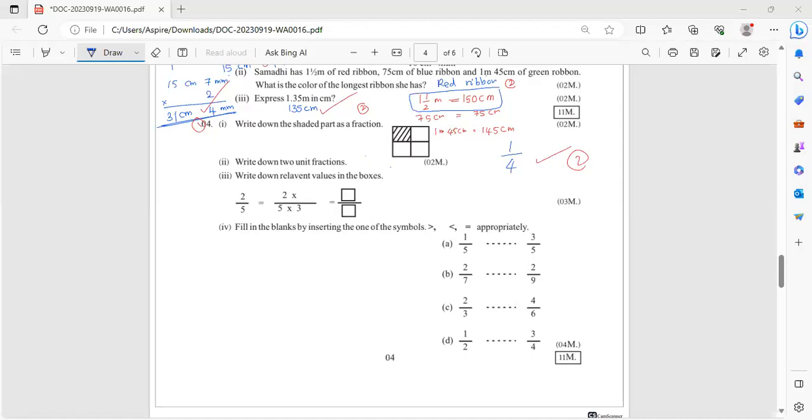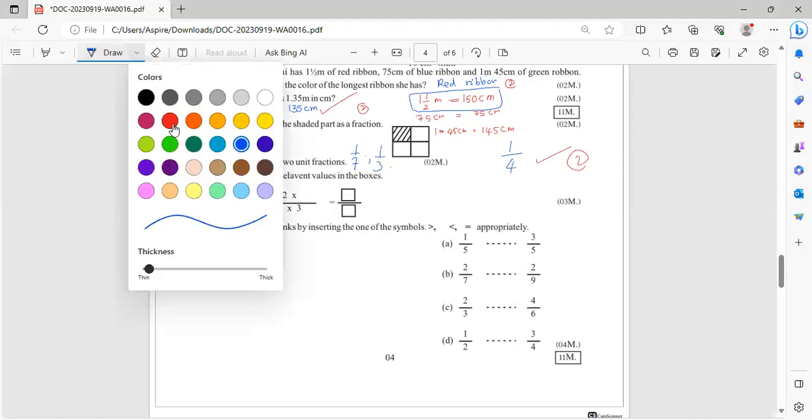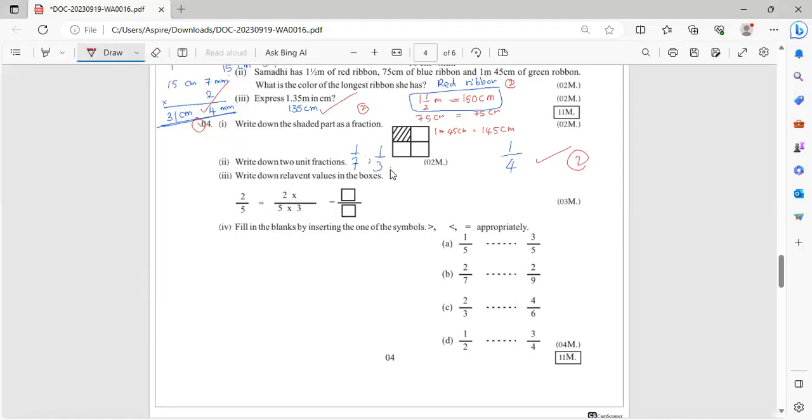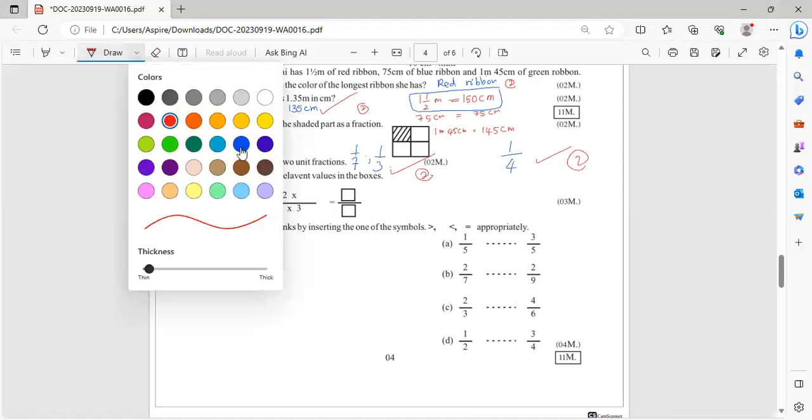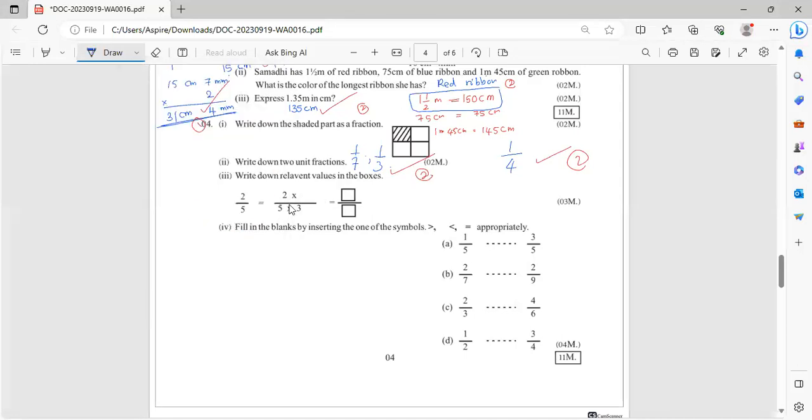1/7. 1/3. Then any fraction with 1 as the numerator is called a unit fraction. 2 marks given. Okay. Then write down relevant values in the boxes.